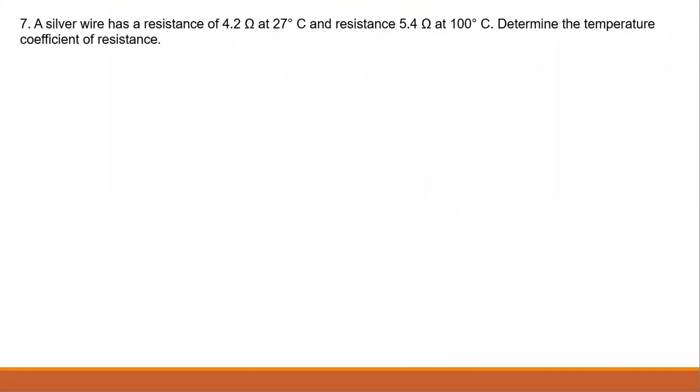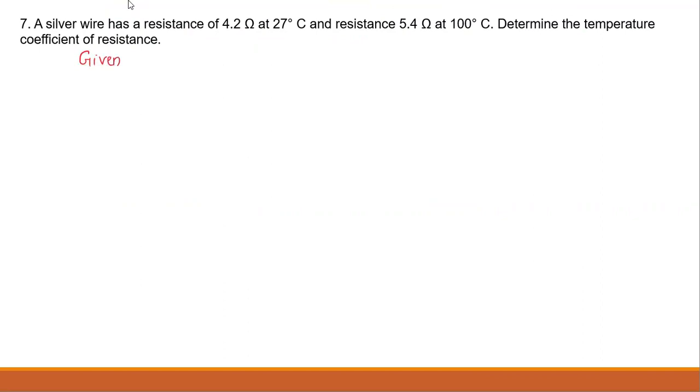A silver wire has a resistance of 4.2 ohm at 27 degrees Celsius and resistance 5.4 ohm at 100 degrees Celsius. Determine the temperature coefficient of resistance. Two resistances at different temperatures are given. We want to find out the temperature coefficient of resistance. First, we will write what is given.